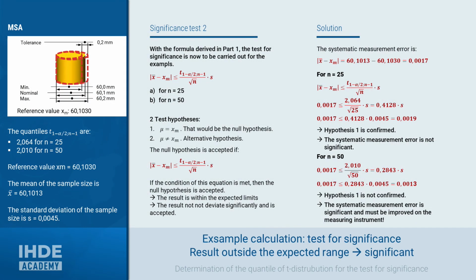Let's see what it looks like for a sample size of 50. The larger sample size and quantile that applies to it results in a value on the right-hand side of the equation of 0.0013. This time, the condition of the equation is not fulfilled. The left side is larger than the right side. The calculated systematic error is significant and the result cannot be used.